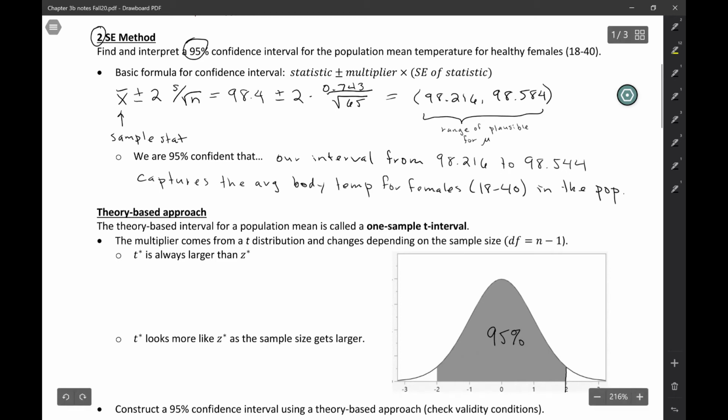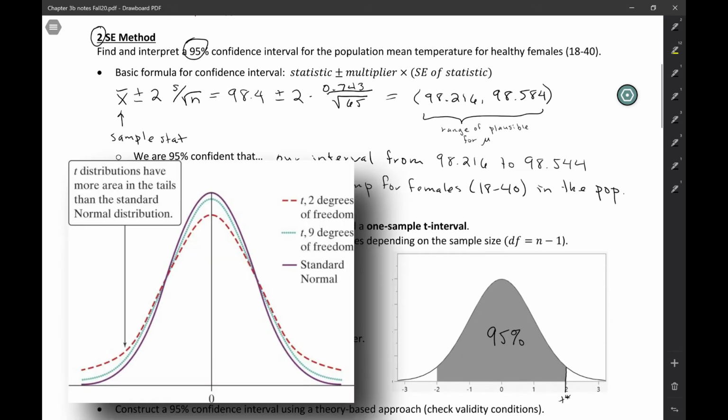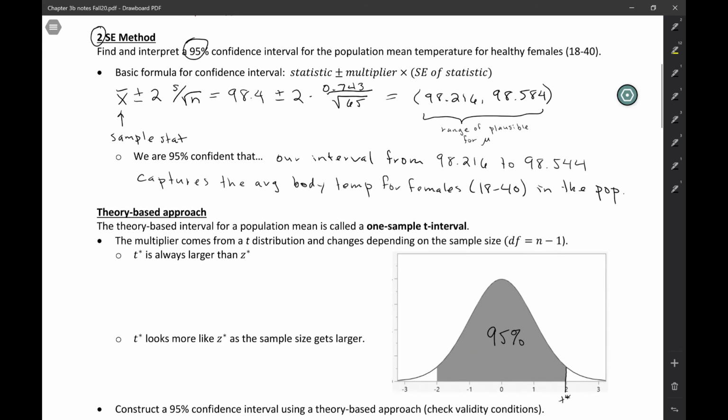And this value that gives us the 95% is called T star. For categorical data, we called it Z star. Here we're calling it T star. Your T star value does change a little bit depending on the sample size. Remember, there's different versions of the T distribution based on degrees of freedom, which is the sample size minus 1. So how does T star compare to Z star?